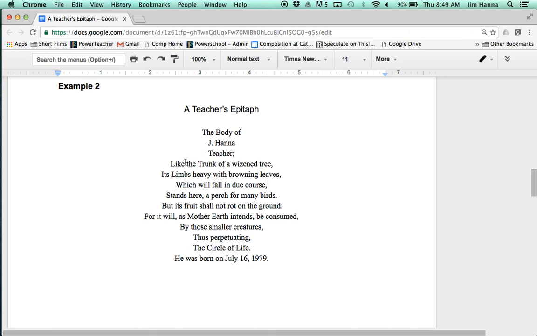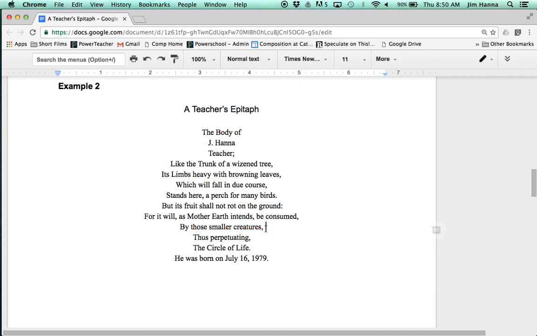Okay, so a couple things. One, again, I have the clear comparison, the simile, like the trunk of a wizened tree. And then I have all these other details that are related to a tree. So limbs heavy with browning leaves, which will fall in due course. So the tree is a perch for birds, right? And this is where the metaphor is also extending to students. So in this case, the students are birds or like birds. And then we also have the fruit shall not rot on the ground.